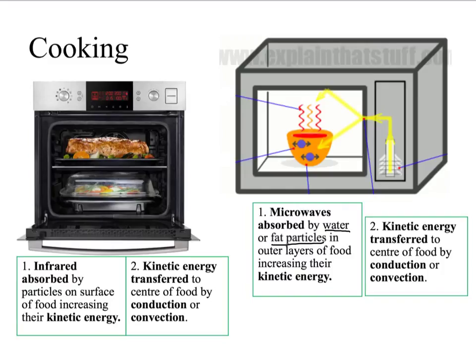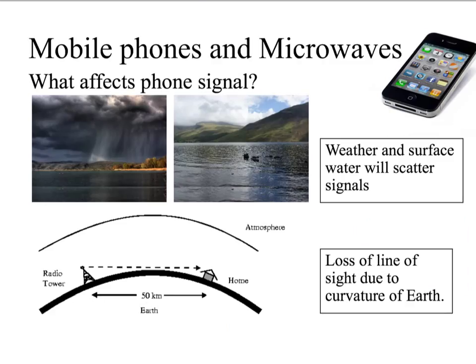Now following that, once those outer layers have heated up, the way that the middle of the food or drink heats up is exactly the same in a microwave oven as it is for a conventional oven. The kinetic energy is transferred to the centre of the food or drink by conduction for food, for solid, or convection for a liquid. So we've talked about microwaves and their use in microwave ovens and cooking.